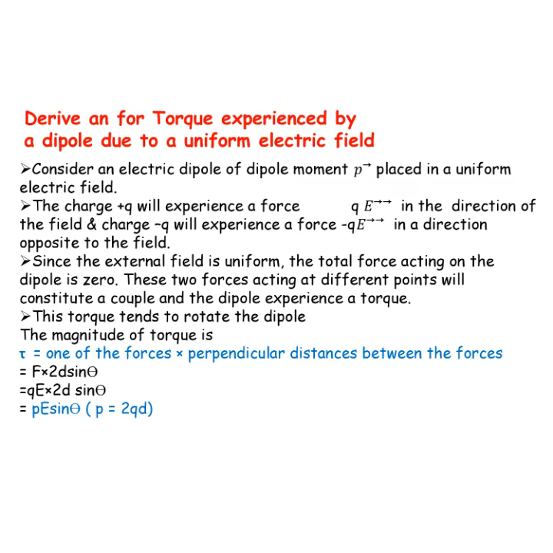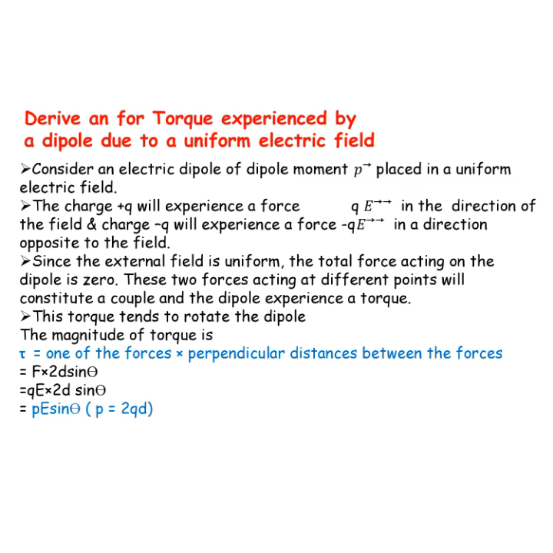The two equal and unlike parallel forces are not passing through the same point, so this results in a torque on the dipole, which tends to set the dipole in the direction of the electric field. The magnitude of torque, tau, is equal to one of the forces into the perpendicular distance between the forces. So one of the forces, F, into the perpendicular distance 2d sin theta.